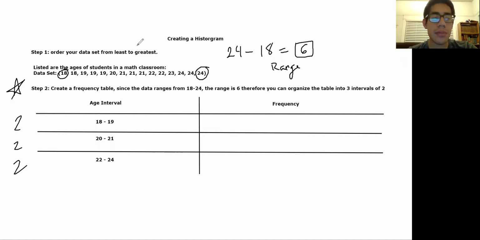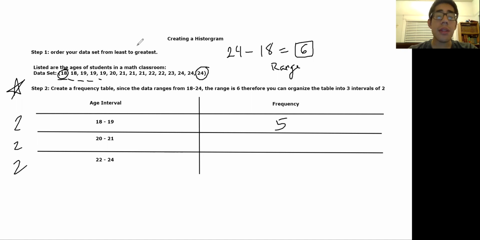So what do we do now? What I expect you to do is, first of all, order your data set from least to greatest. If you notice, the data set was already in least to greatest form. Then you want to give me the frequency. Now you have your intervals. I'm going to count how many numbers in my data set fall between 18 and 19. So 1, 2, 3, 4, 5. I count 5 numbers that are between 18 and 19. That includes 18 and 19. So there's 2 18s and 3 19s, so a total of 5 numbers that fall in the age interval of 18 and 19.